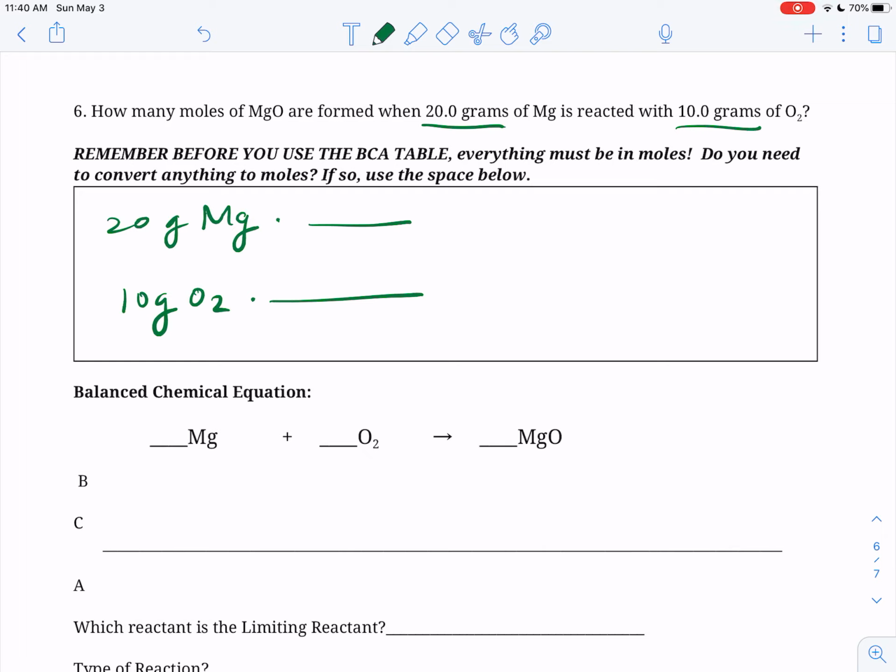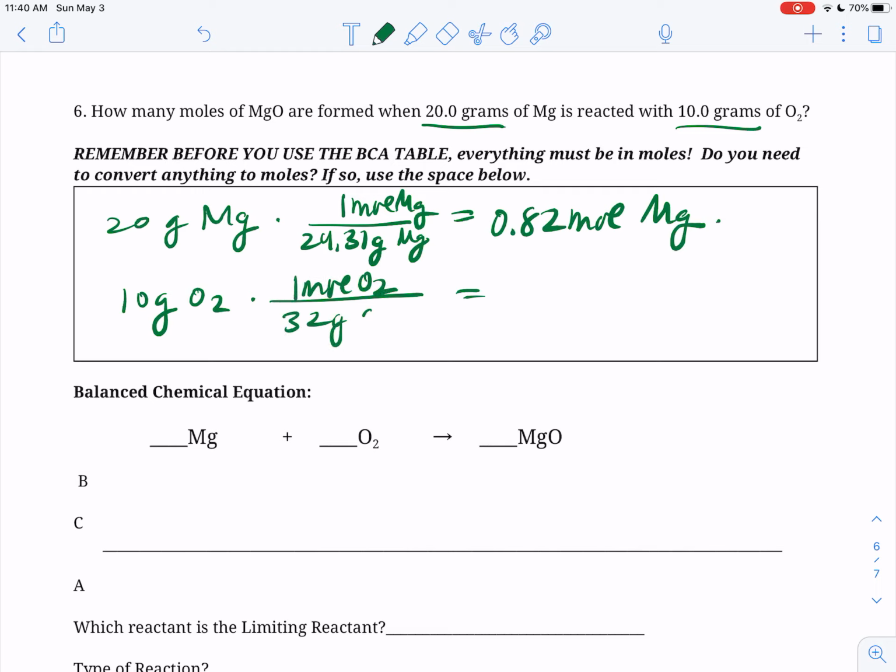Okay, so magnesium, if I look on the periodic table, is 24.31 grams in a mole. Okay, so 20 divided by 24.31 is 0.82 moles of magnesium, and 1 mole of oxygen is 32 grams of oxygen, so 10 grams is 0.31 moles of oxygen. Okay, so everything's in moles.